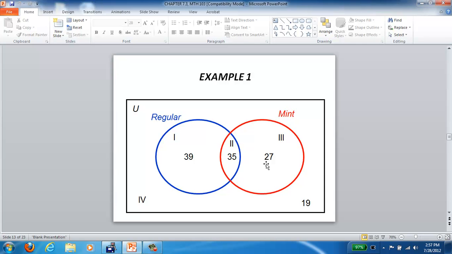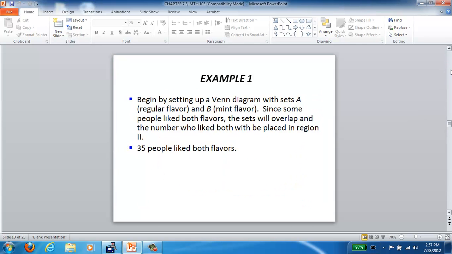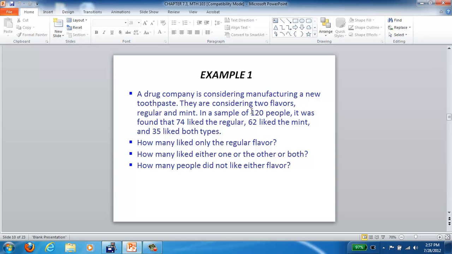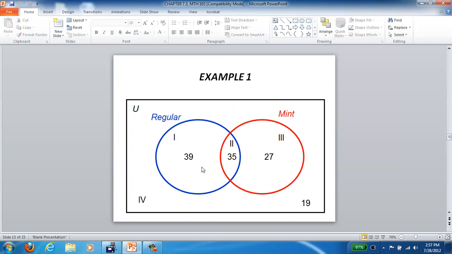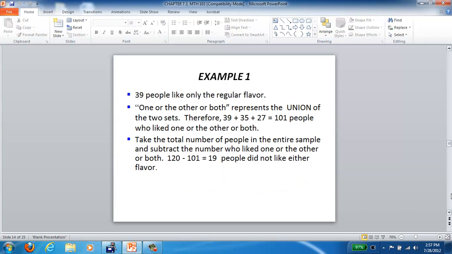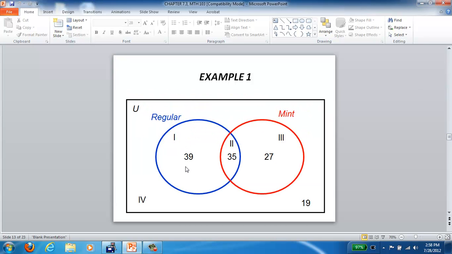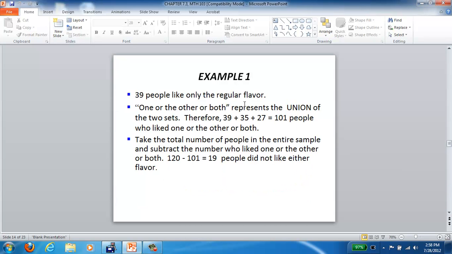Don't forget, if we go back, you can see that we have 120 people in the sample. If you add 39, 35 and 27, this is 101. So 120 minus 101, there will be 19 people that don't like regular or mint. From here, these are the answers to the questions for the problem. As you see, 39 like only regular, and this is the answer. For the next step, we have 39 plus 35 plus 27. This is 101, and this is the union.